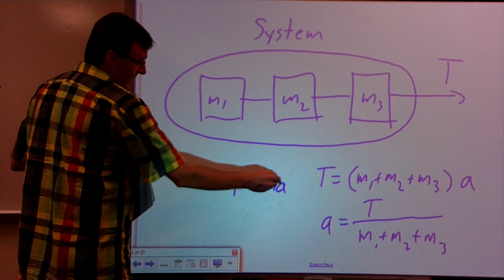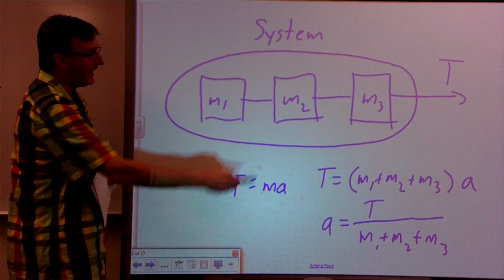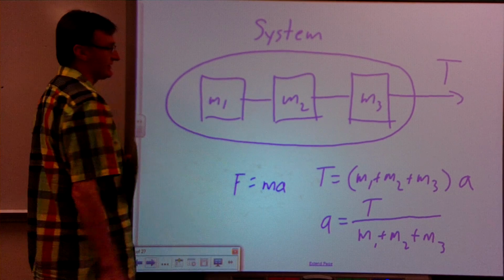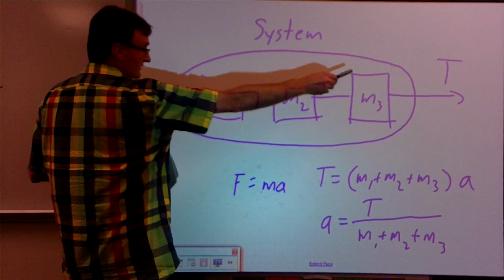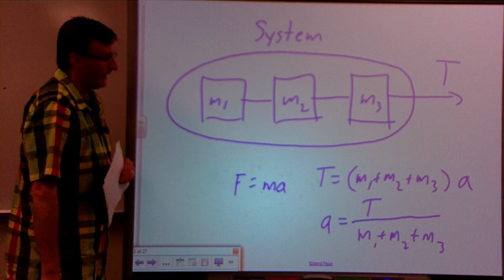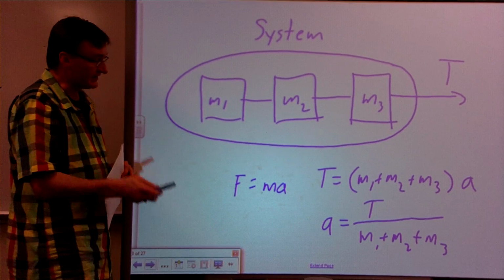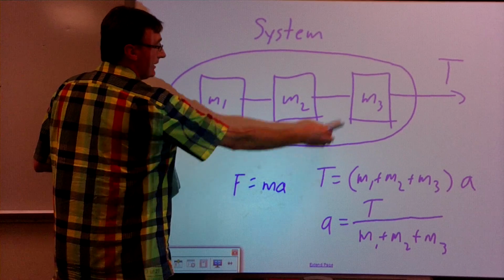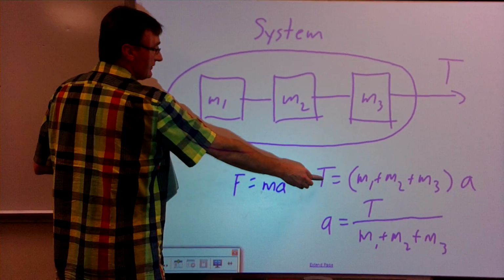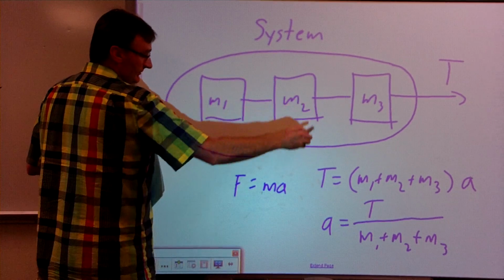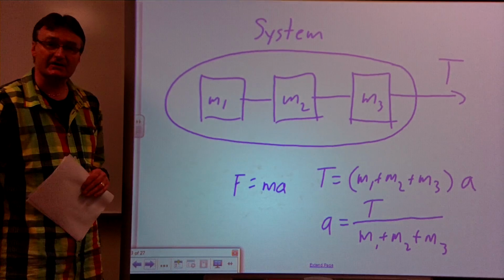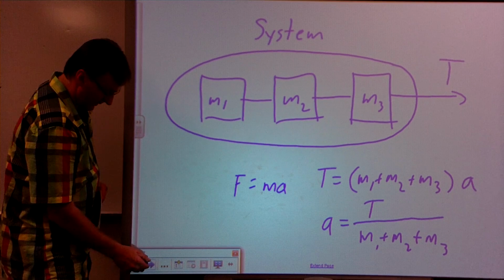Simply F equals ma, and the tension on this system of masses is given with T there, and so the acceleration of the system will just be the force that's applied there, the tension force on the system, divided by the total mass of the system, and then you can get the acceleration that way.